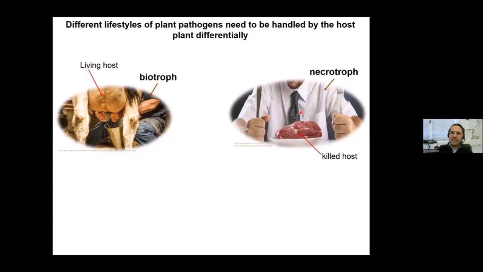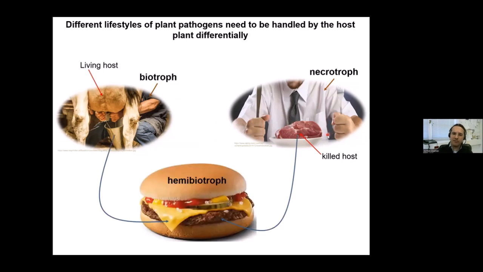There's another feature. Some pathogens are having a biotrophic phase and a necrotrophic phase, and then they are called hemibiotrophic. So they are having first a biotrophic initial start, and then they go into killing and eat up the dead or the freshly killed plant.